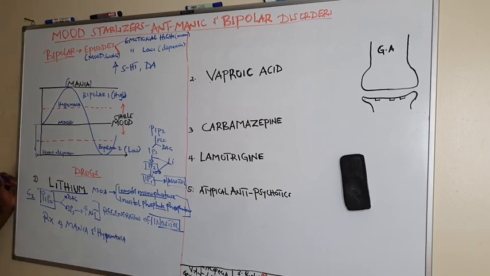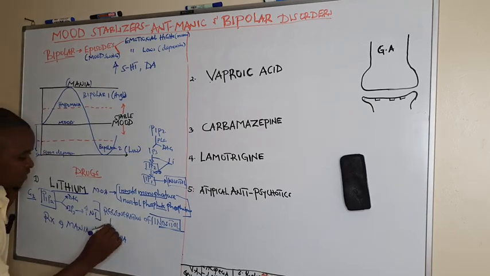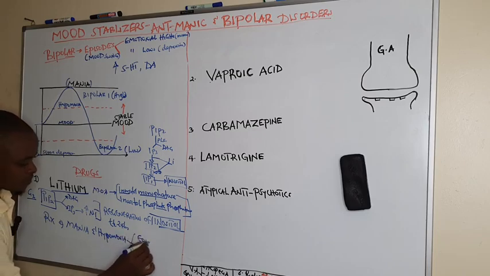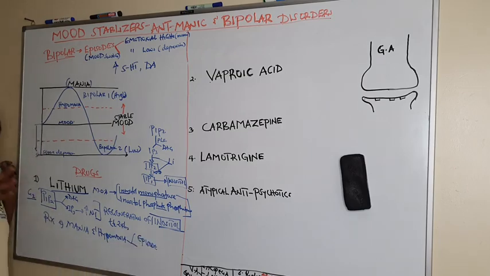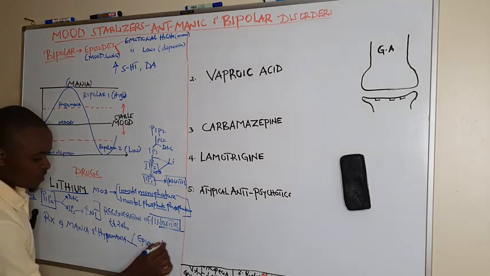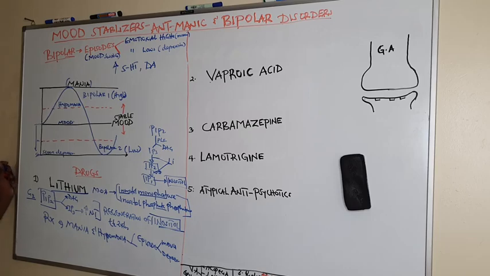And still, because of it, it has a half-life of 24 hours. Its half-life is 24 hours. So it can also be used in people with mixed pattern episodes, whereby people have mania at the same time someone has depression. We can use lithium.